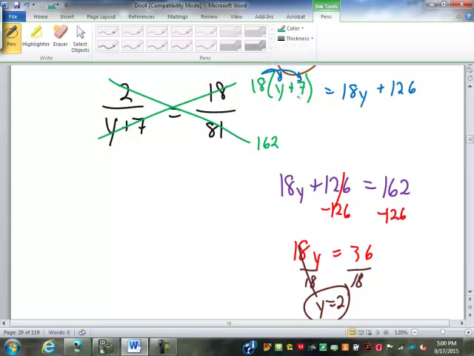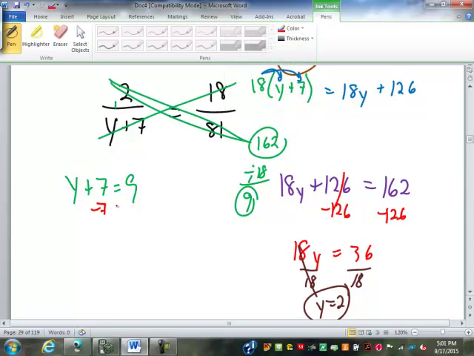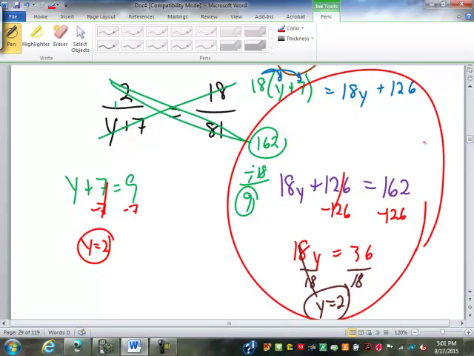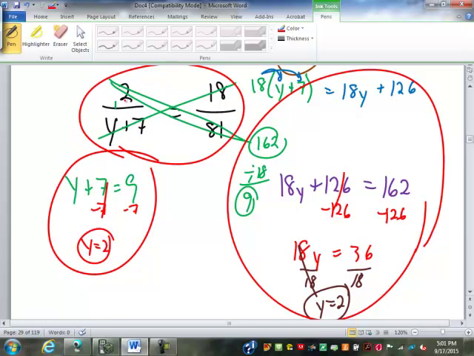Had you chosen to cross multiply and divide, 2 times 81 is 162, divided by 18, you get 9. So y plus 7 equals 9, and then you solve that equation by subtracting 7. Like I said, this method's a little bit more difficult because there's a little bit more algebra to do. This method's a little simpler, but I found it leads to a lot more mistakes because people would go the wrong way. How many of you had y equals 2 for that one? Good deal.